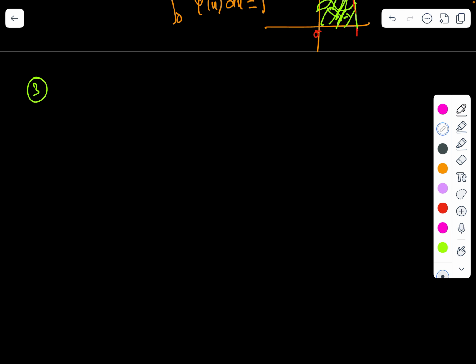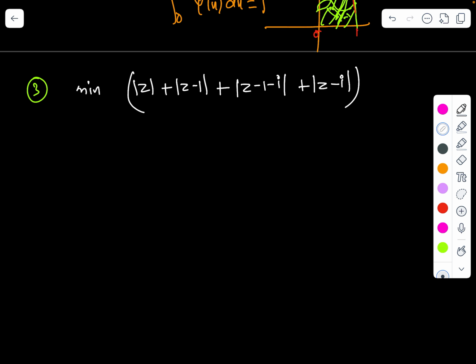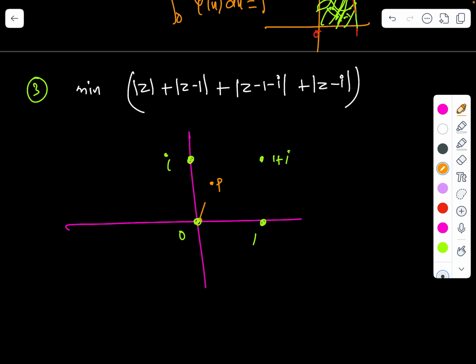Let's see the third one, and here we have to find the minimum value of mod z plus mod z minus 1 plus mod z minus i plus mod z minus 1 minus i, and how we are going to go about it. So you can see in the complex plane, basically we'll have these 4 complex numbers 0, 1, i, and 1 plus i. Now if you have any variable point P, we want to minimize this, so the sum of distances has to be minimized, right?